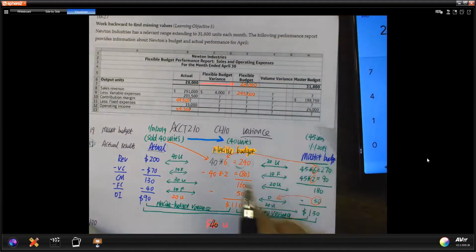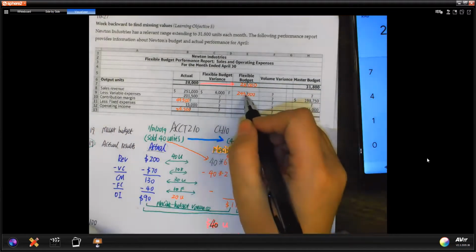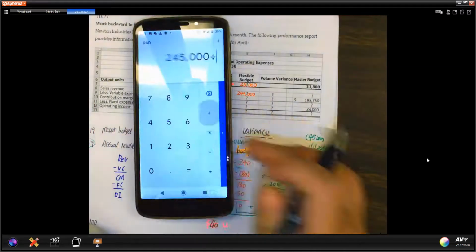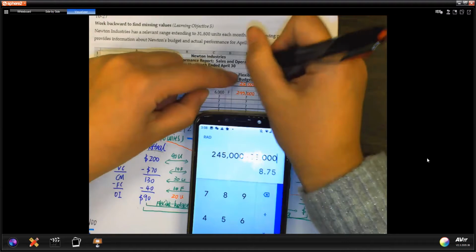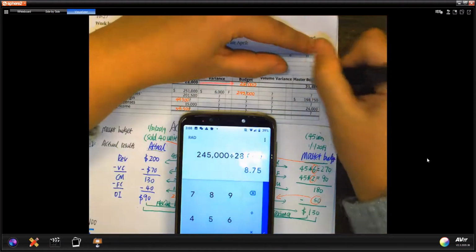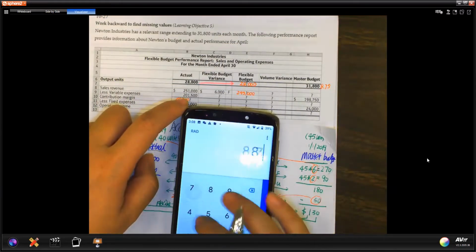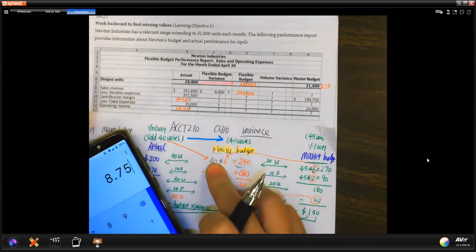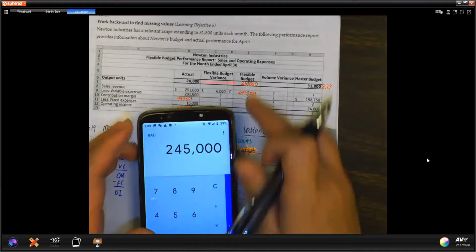How do I get my flexible budget? One more time. Flexible budget is you use the actual units times your budgeted price. So our 245,000 is based on 28,000 units. And what is the budgeted selling price? We have to divide by our units, 28,000. So my budgeted selling price has to be 8.75. Double check, 8.75. So I use my budgeted selling price times my actual sales units, 28,000, which gives me my flexible budget revenue, 245,000.